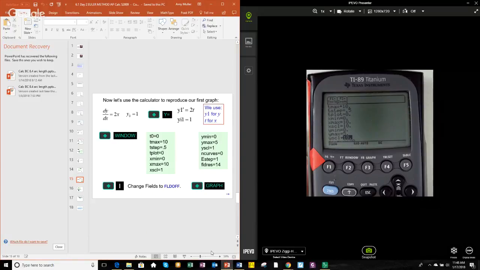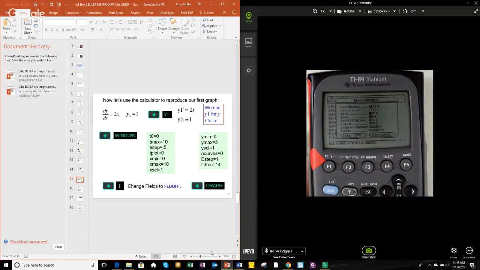And remember, we leave all of these things alone. I'm going to make the scale on the x 1, and let's make the scale on the y 1. So 0 to 5 in increments of 1. And we'll leave the e step and all of that stuff the same. And then we're going to go diamond, such that, and we're going to go down to the fields, and we're going to turn off the slope fields.